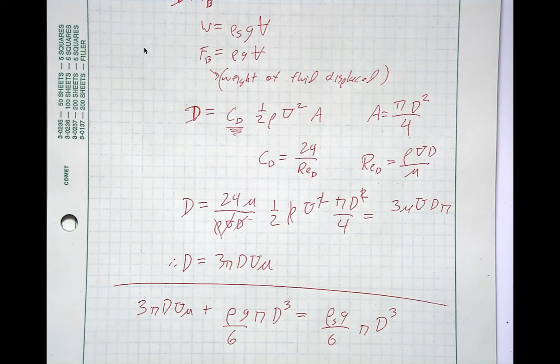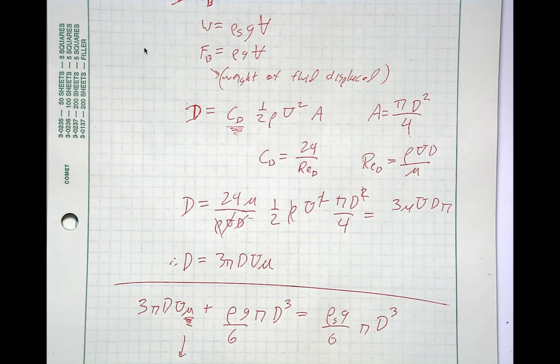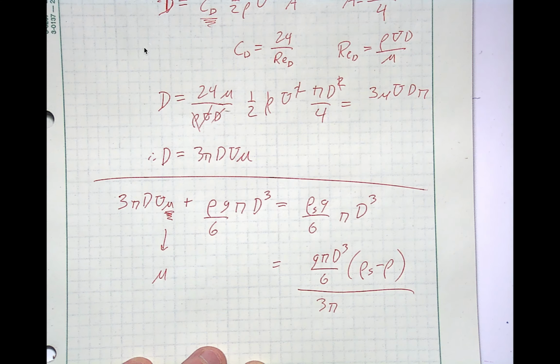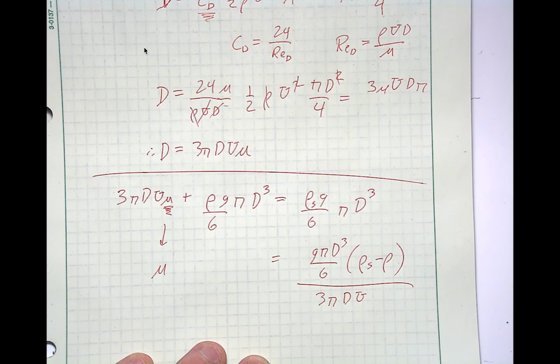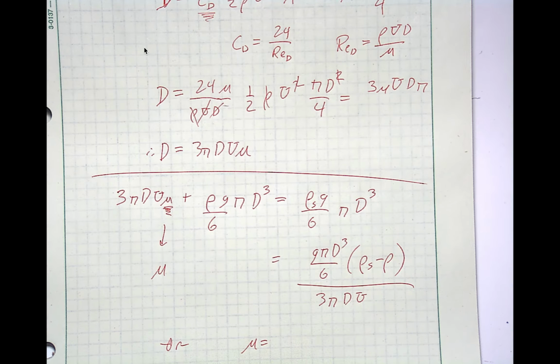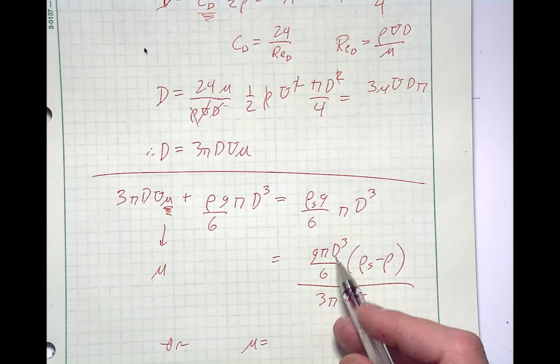And what are we looking for? We're looking to solve for what the viscosity is, and that's right there. We get that by itself. Over on this right-hand side, these two terms are exactly the same except just different densities. So we just have g pi d cubed over 6 times rho s minus density, and then just divide the whole thing by 3 pi d u. So viscosity equals 18. Our pi's cancel.